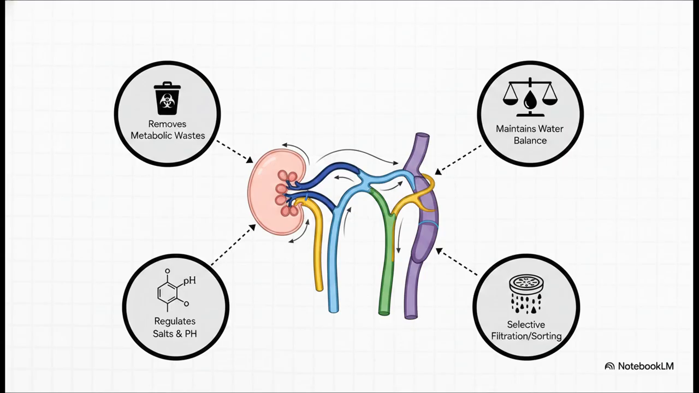The nephron is constantly making microscopic life-or-death decisions. It's tossing out metabolic wastes like urea and creatinine, strictly maintaining your body's delicate water balance, and regulating salts, your electrolytes, as well as your pH balance. To put it simply, it keeps exactly what's useful and aggressively dumps what's harmful.